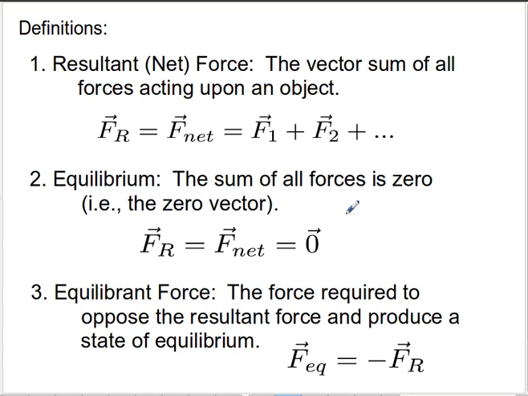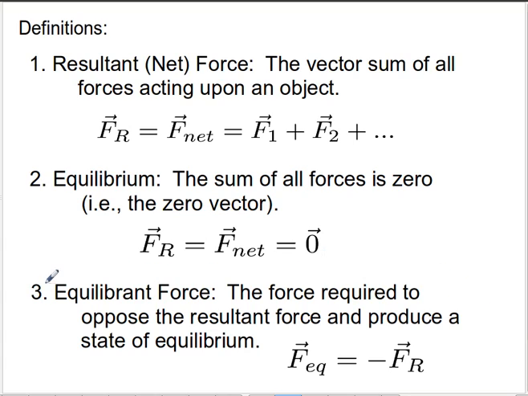And one very common way to see equilibrium is when you have an object that is completely at rest, that is not moving, then all of the forces acting on that object add up to be zero, or the zero vector. In other cases, you will actually have a resultant force that's non-zero. So it's going to cause the object to move in some way.